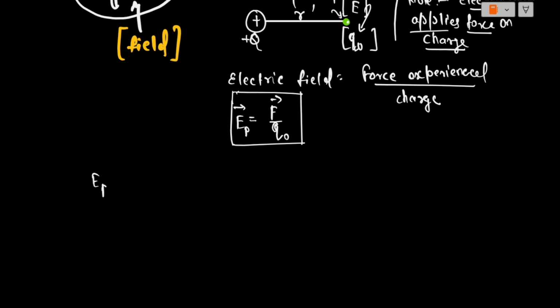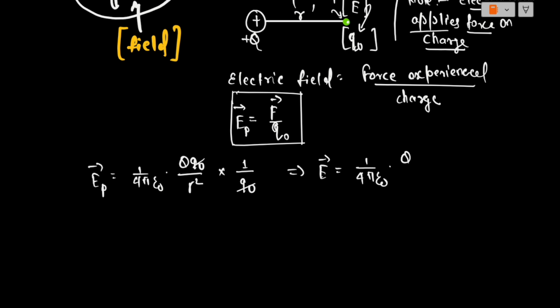We can write the expression for Coulomb's law, which is the expression for the force as well, which is 1 by 4 pi epsilon naught Q Q naught over R square. And now we are dividing this force by the Q naught charge, so we can write it as 1 over Q naught. Now the Q naught will cancel out, and the expression for the electric field will remain 1 by 4 pi epsilon naught Q over R square.